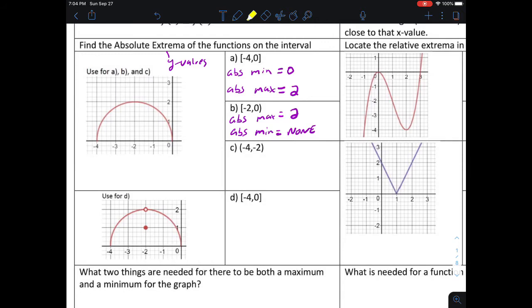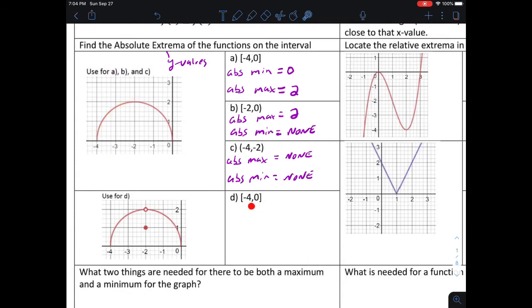All right, part C, we're going to look at the open interval from -4 to -2. Now we don't include the two endpoints there, and we want to do the same thing. What is the absolute max and the absolute minimum? Well, if I'm looking at that interval, the absolute maximum and minimum are both open circles. We don't have true defined values for the max and the min, so there are no absolute extrema on those intervals.